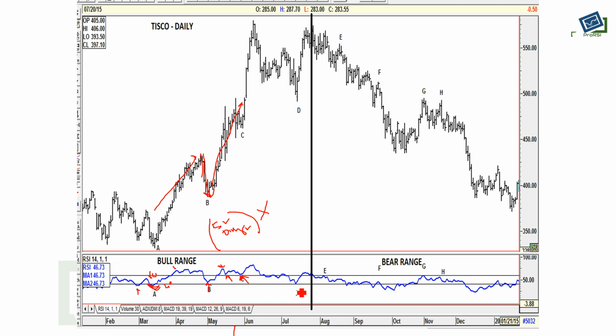Basically, again on the D position, you will see it again took support at the 40 level and started to move up.